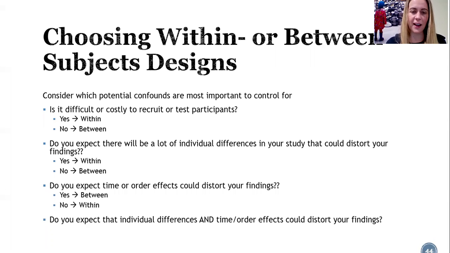If, on the other hand, you expect that time or order effects are going to distort your findings, then you want to do the reverse. You want to have a between subjects design and not a within subjects design. And then finally, if you think both of them are a problem, then you can do a matched design. And I'm not going to go into detail about that here, but you can read about it in your textbook.